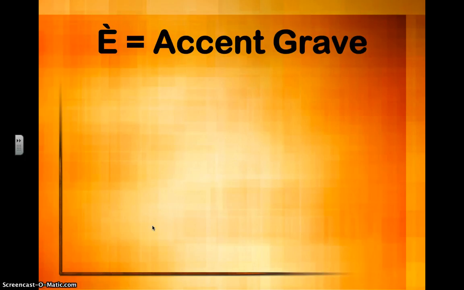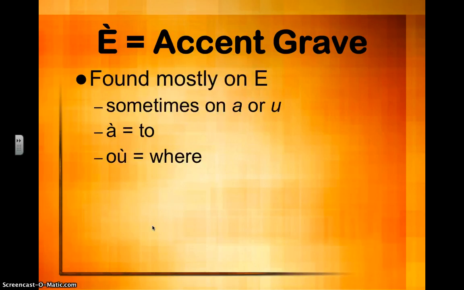People confuse aigu and grave a lot. Accent grave starts at the top left and goes down to your grave. Sorry, a little depressing. Anyway, accent grave can be found mostly on the letter E, but sometimes on the letters A or U. This word à, for example, means to. In this case, it does not change the pronunciation of a.